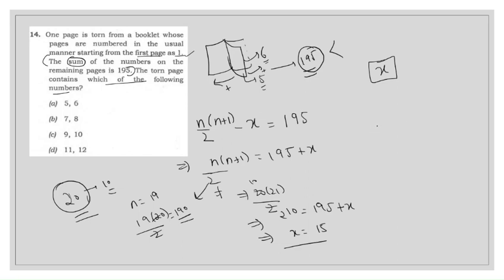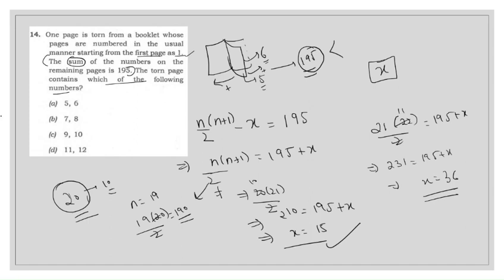And see if we take the next value. For example, if we take the number of pages to be 21, right? Then in case of 21, we'll just check this once, right? So this will be 231 is equal to 195 plus x. This implies x is equal to 36. And obviously here there is no such pair whose sum is equal to 36. So the answer for this will be equal to 15 only. So here we have 7 and 8 whose sum is equal to 15. So this will be the answer for this question.